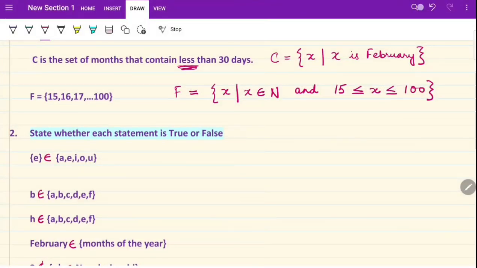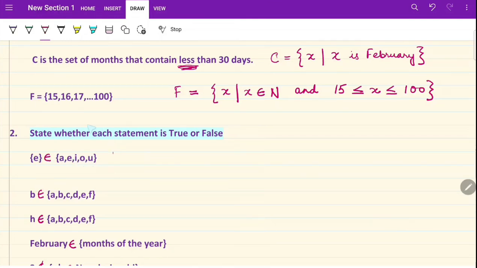Now the next set of questions is about looking at each of these sets given below and determining whether the statements are true or false. So we'll start with the first one. It says over here, {E}, surrounded by curly brackets, belongs to the set containing A, E, I, O, U. Now, E is an element in the set.